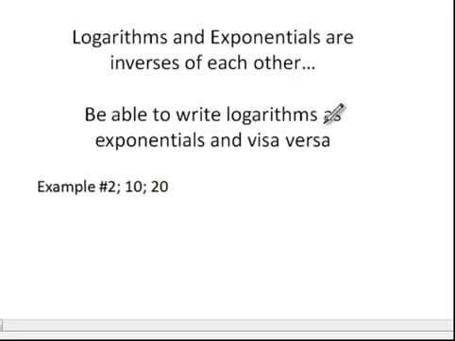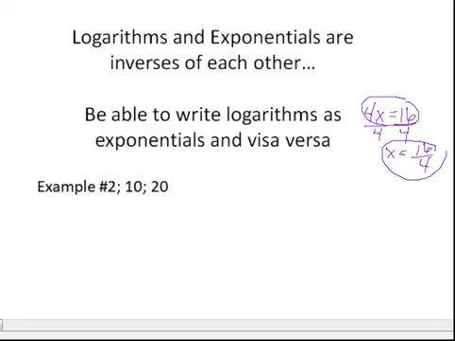Just as we're able to write any kind of multiplication problem, so for example 4x is equal to 16, we could rewrite it as a division problem by doing the inverse, x equals 16 divided by 4. So we took this multiplication equation and wrote it as a division equation. What we need to be able to do is write logarithms as exponential equations, and vice versa. So take an exponential and write it as a logarithm.